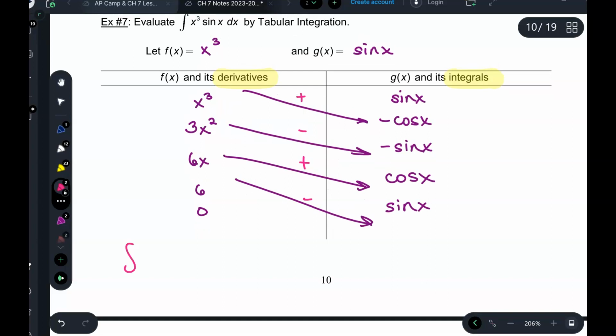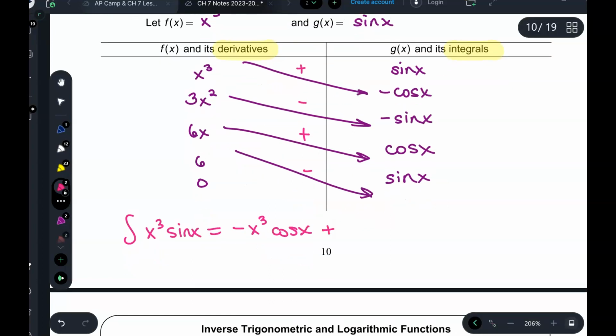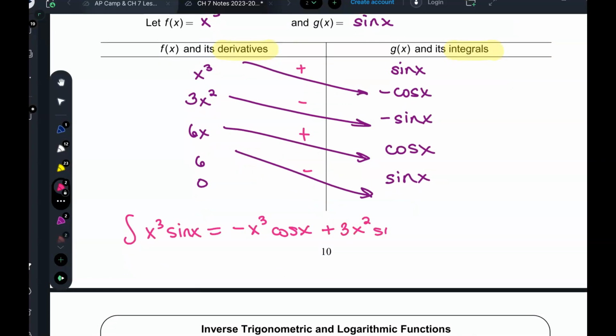All right, so let's check, did we get all the signs correct? The first one is going to be negative x cubed cosine x. Next one's going to be 3x squared sine x, plus 3x squared sine x. Plus 6x cosine x, minus 6 sine x plus c.